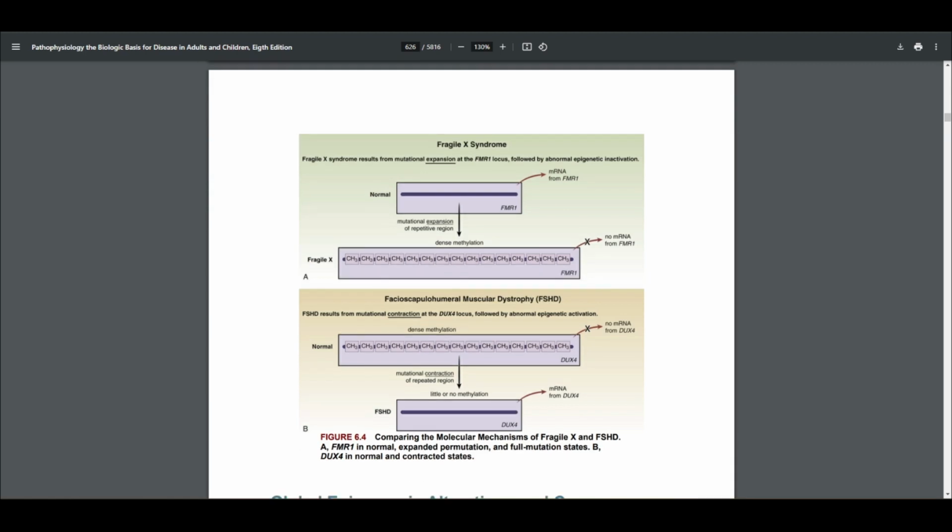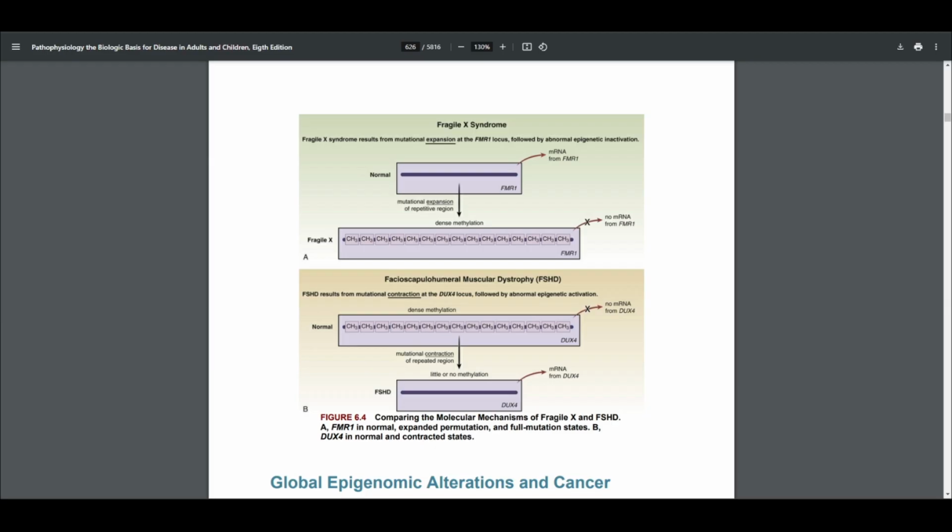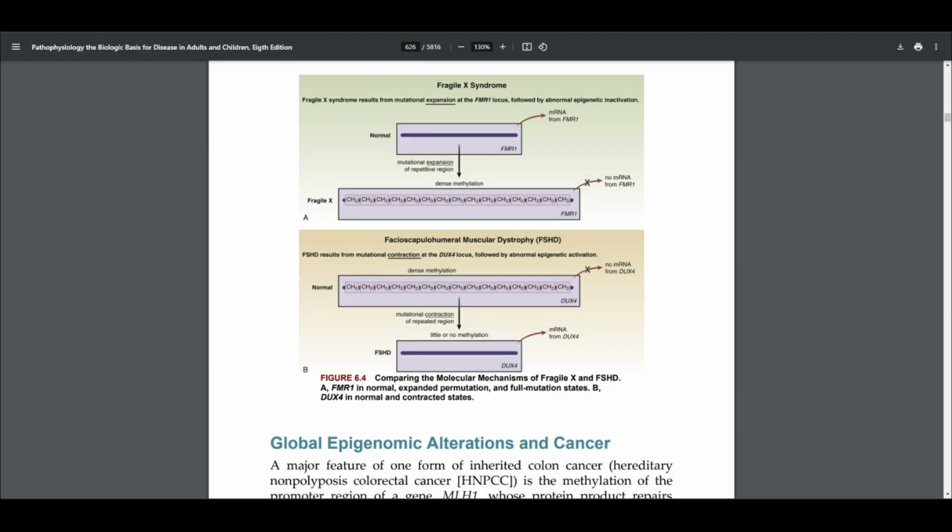So here we're looking at comparing molecular mechanisms of Fragile X and FSHD. So I'll leave that up for just a moment, and then we'll keep going.